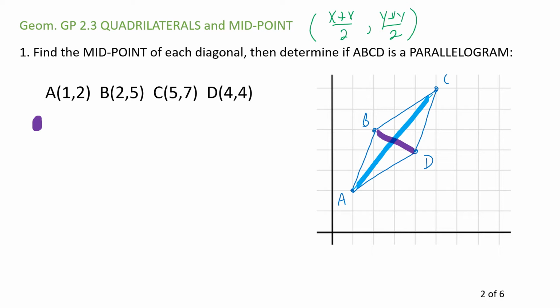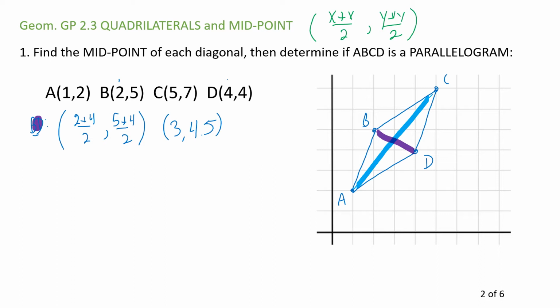So for this BD, I'm going to add my x's. I'm looking at 2 and 4. 2 plus 4 over 2. And then when I add my y's, it's 5 plus 4. 3 comma 4.5.